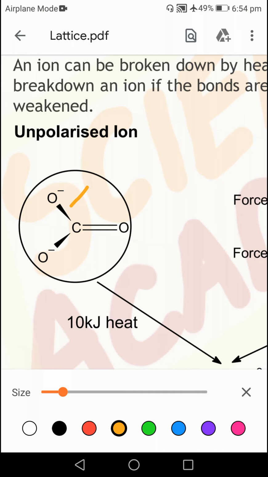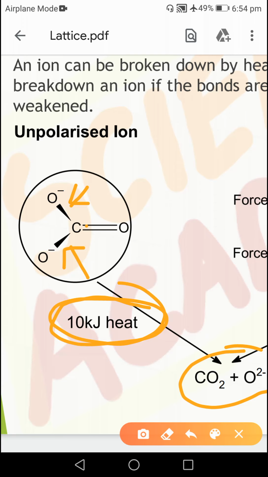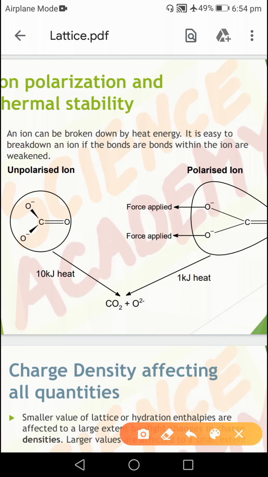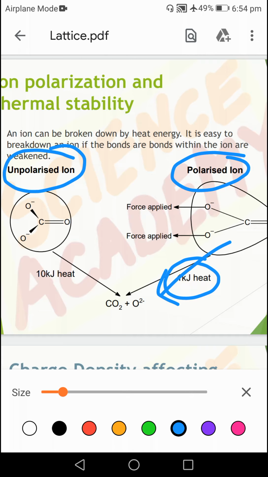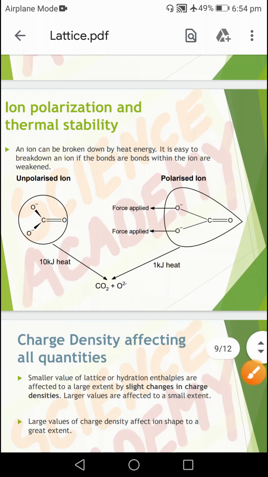But when the ion is not distorted, the bond remains stronger, and it would require a lot of heat to break this ion to form the same product. So if the ion is polarized, it's very easy to break it by applying heat. That means polarized ions are less thermally stable. Only a small amount of heat has broken down this ion, but unpolarized ions are very much thermally stable. A lot of heat is required to break the ion. Just make a comparison by yourself. I would suggest you pause the video and find a comparison.